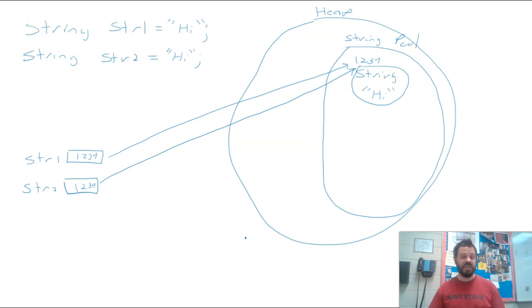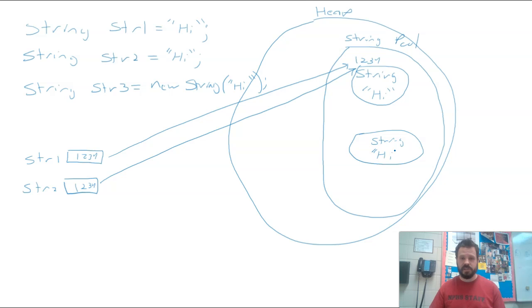So again, usually it works the way we'd want it to work, unless we have something like this. If we go String str3 = new String("hi"), so calling the new string constructor, what that's going to do is force the creation of a new string. So now we have two strings holding on to "hi".